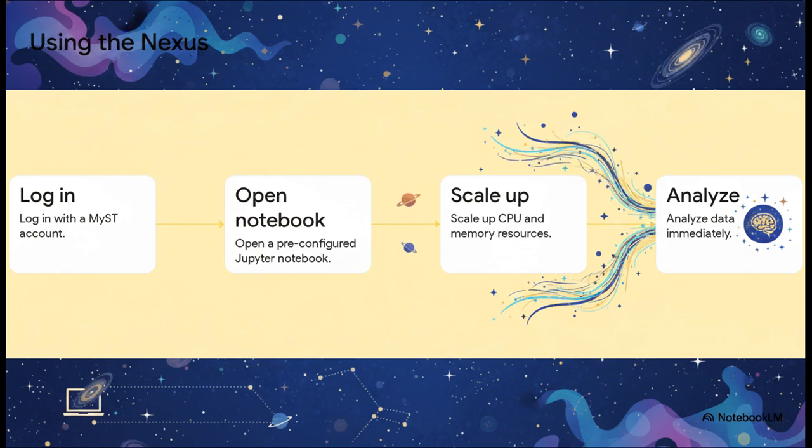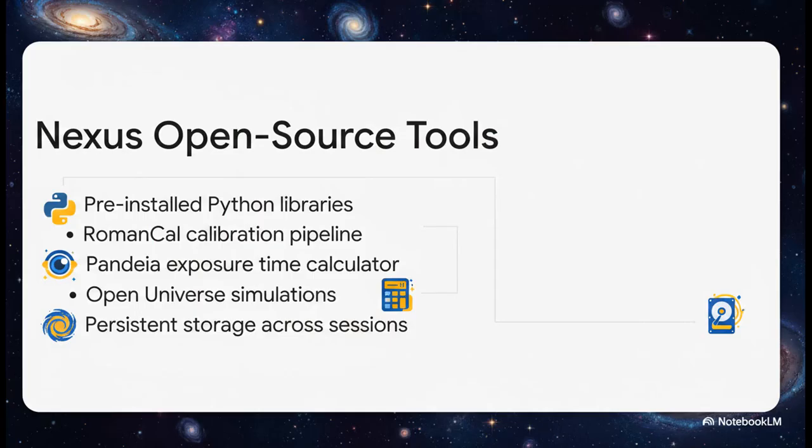Now, if they need more power to process, say a massive star catalog, they simply scale up their CPU and memory resources with a click, and boom, they begin analyzing data immediately. They're essentially spinning up supercomputer power right from a basic laptop on their couch. Furthermore, the Nexus comes preloaded with an entire suite of open-source tools. You get your standard Python libraries, plus mission-specific software like RomanCal for image calibration and Pangaea, the exposure time calculator. You even get persistent storage across your sessions.